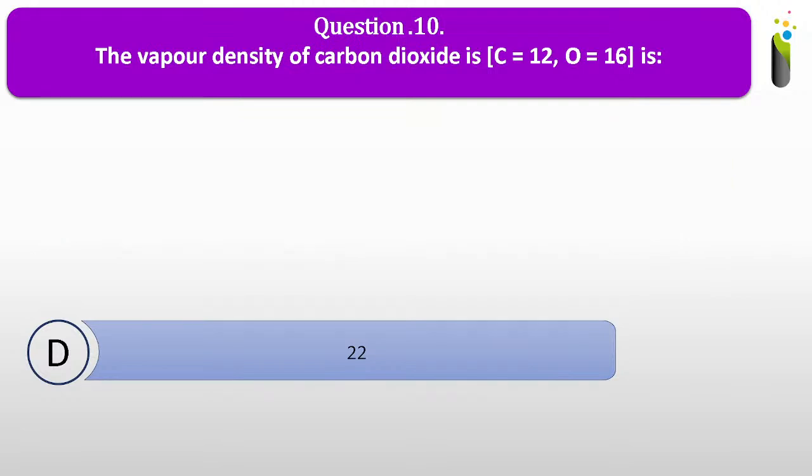So the answer for question number 10, that is the vapor density of carbon dioxide, would be D, that is 22.